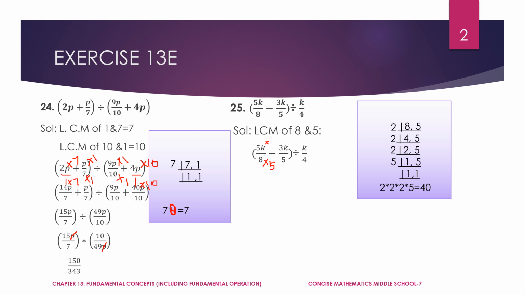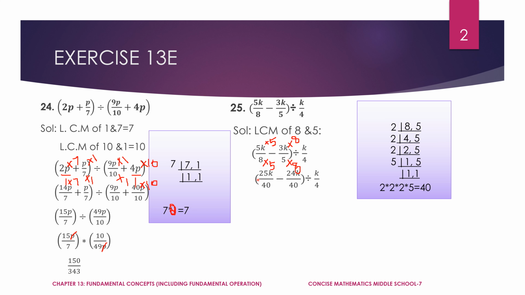Even here it should be multiplied with 5. Whatever number you are multiplying with the denominator, the same number you will get it on the numerator. In order to make this 5 into 40, you have to multiply it with 8. So even here you need to multiply it with 8. So when you multiply it inside, what you get is 25k by 40 minus 24k by 40. Now the denominators are equal.